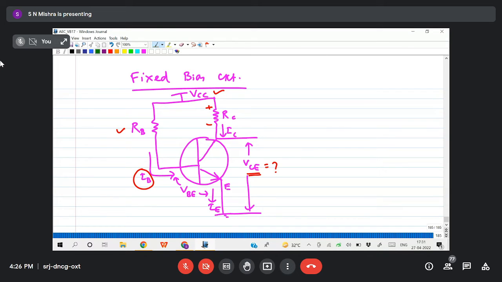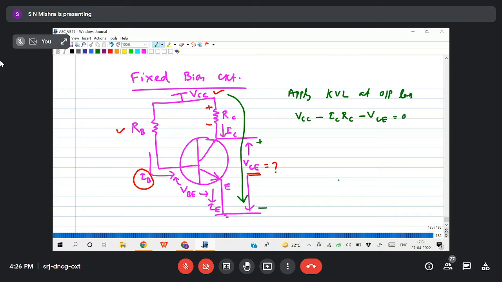Otherwise you can go for KVL. So if you apply KVL at the output loop, what will we get? VCC minus ICRC minus VCE equals to 0, where this is plus and this is minus. So VCE equals VCC minus ICRC.